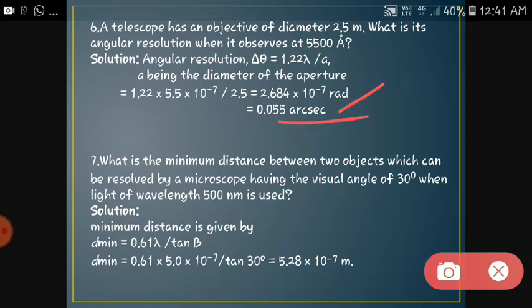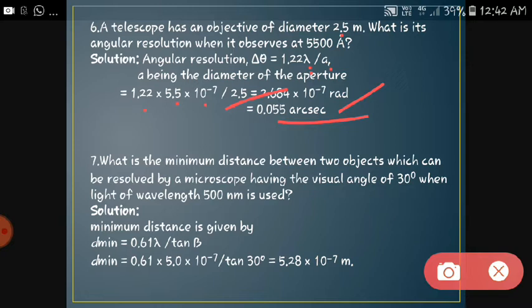So how to convert this? I have just put in the values: 1.22, and instead of lambda, 5.5 into 10 raised to minus 7, and instead of A, I have written 2.5. Simple calculation, and I am getting the value as 2.684 into 10 to the power minus 7 radian.